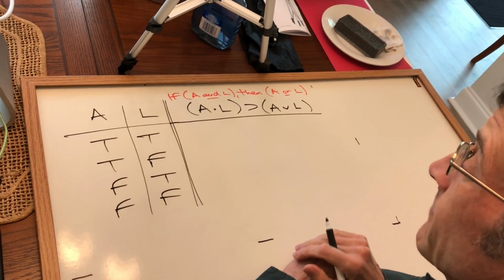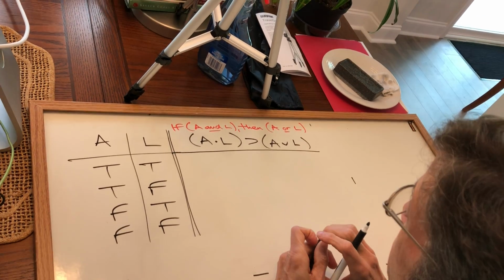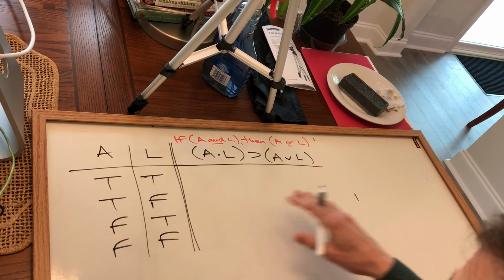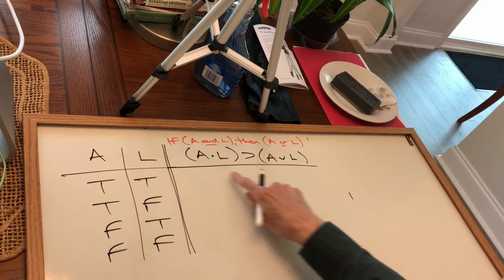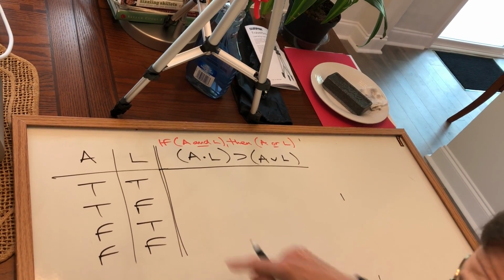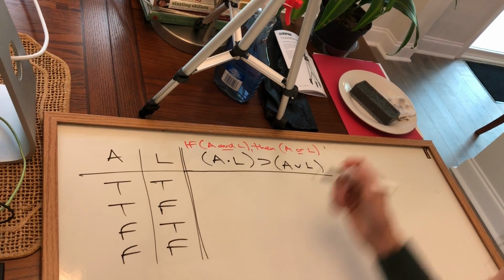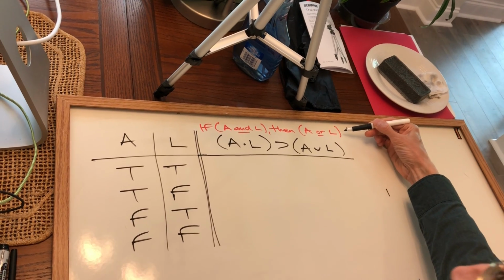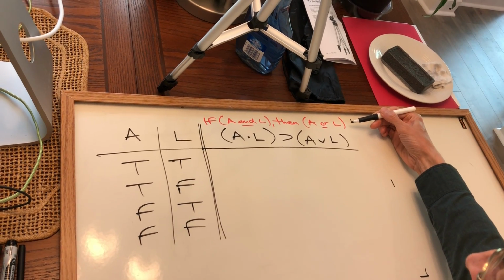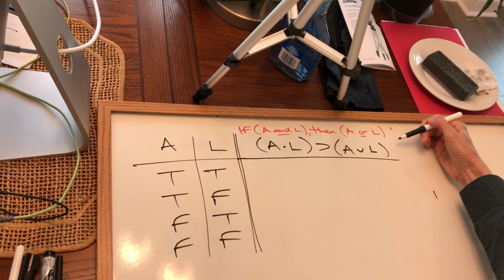This is a truth table problem, and I'll give you a little logic lesson since you're already tuned in. What a truth table does is it tells you whether a complex sentence is true or false, depending on what the truth value is of the components of that sentence. Here's what the sentence is. Let's do one. If A and L are both true, then A or L is true.